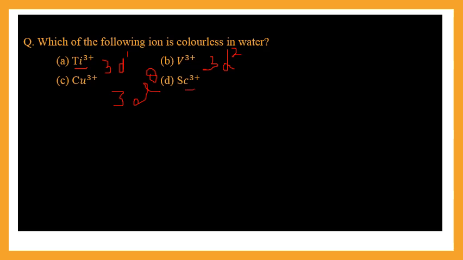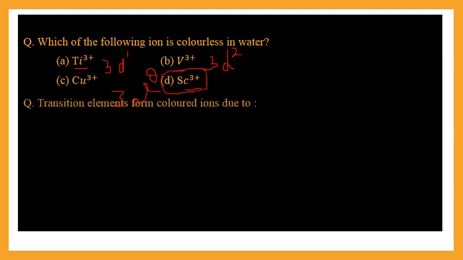And now let's check it for Sc3+. When you write down the electronic configuration, you will find there is no electron present in the d orbital, it means the d orbital has 0 electrons, so it will be a colorless compound here. So the correct option for this question will be option D, scandium 3+.